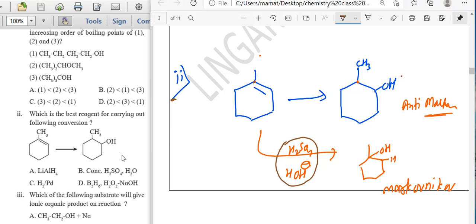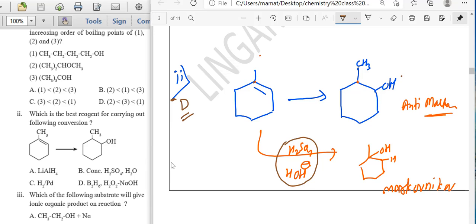For that, see, out of 4 options, the first one is completely reducing agent. The C option also reducing agent. Then B and D will be the answer. B is giving Markovnikov product, that is tertiary alcohol. So obviously D is your answer. D is your answer.